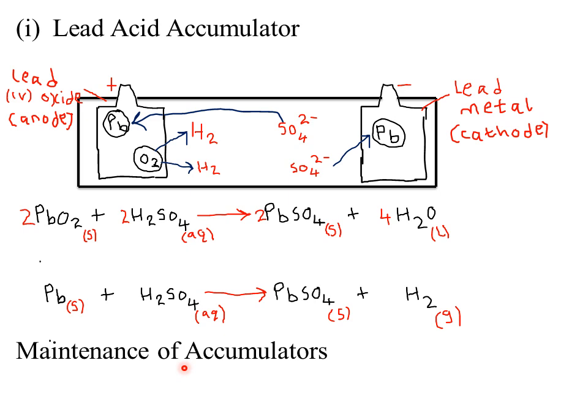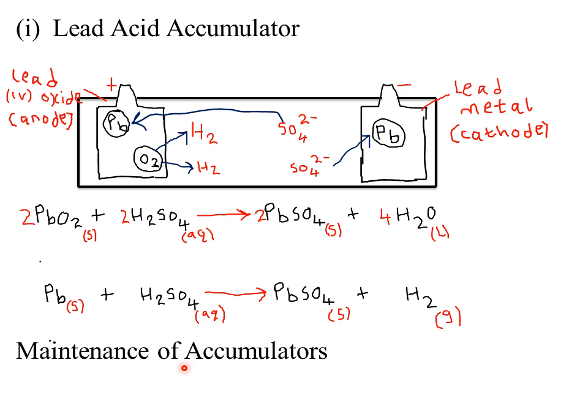Then we are saying that topping up should be done using distilled water because distilled water does not contain impurities that will react with the acid. So that is the first way of maintaining accumulators. That is, the level of the electrolyte should be checked regularly and maintained above the plate. That is by topping up.